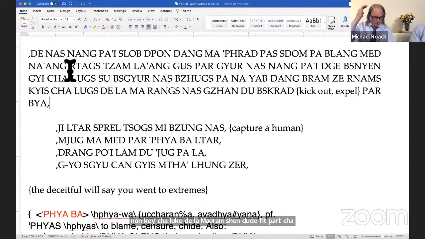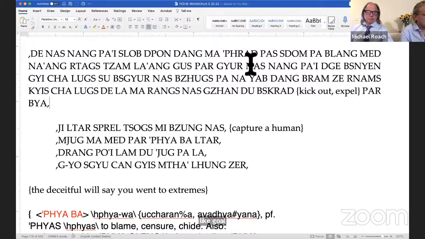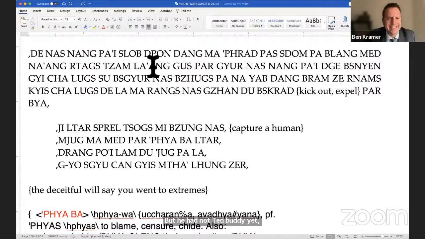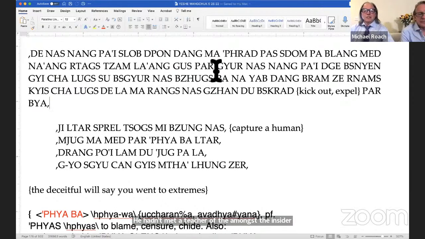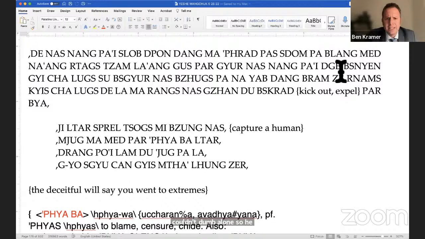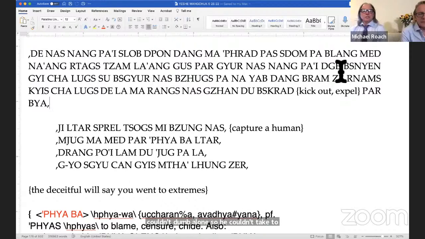But he started to respect the Buddhist teachings and see that they're like gold compared to brass, and willing to use the other ones like chaff. But he had not met a teacher amongst the insiders yet. So he couldn't take vows. Yeah, he couldn't take pratimoksha vows in particular.